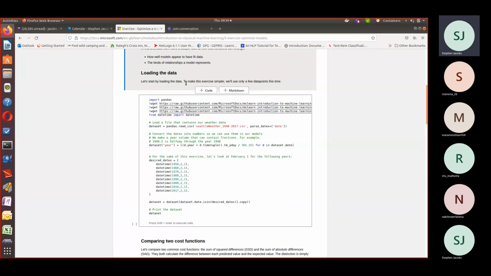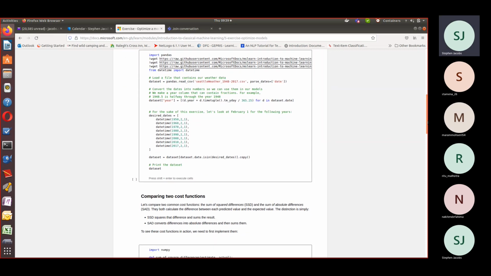So again, let's load the data, make the exercise simpler. We're only going to use a few data points so we can zoom in. And these data points we're putting in specifically here. This is so we can really understand the process of the cost function. So as before, we get all the things we need to get, including date time. So we need to be able to understand the format of date and time. We load our file, which is this one, and we're still looking for date as our main column there.